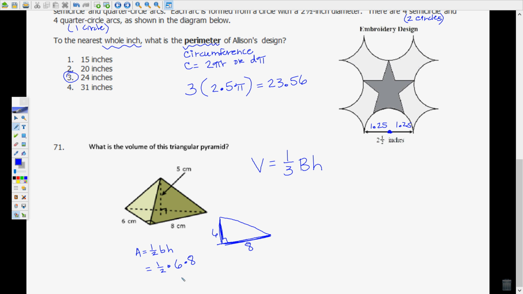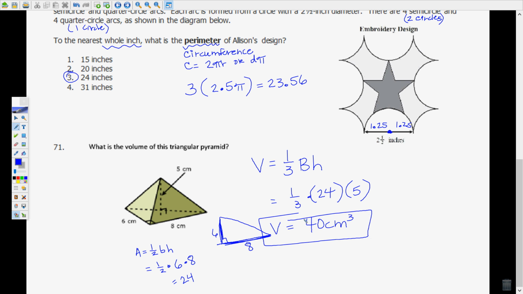Half of 48 is 24. That's the area of my base. So 1/3 times, let's use parentheses, 24 times the height. They gave me the height, that's what I need, 5, and then divide by 3. 40 cubic centimeters is the volume of my pyramid. Remember, for the EOC, you will have the volume formulas, they just won't tell you what they're used for. So just remember that 1/3 the area of the base times the height is used for cones and pyramids. So remember that.